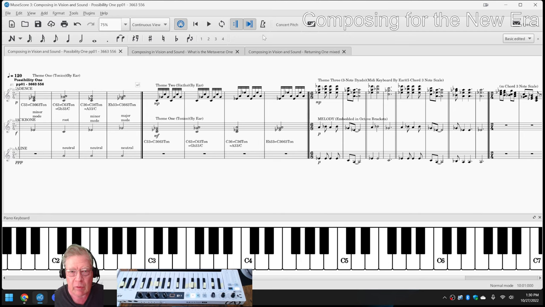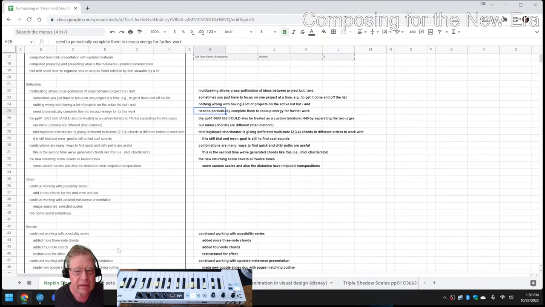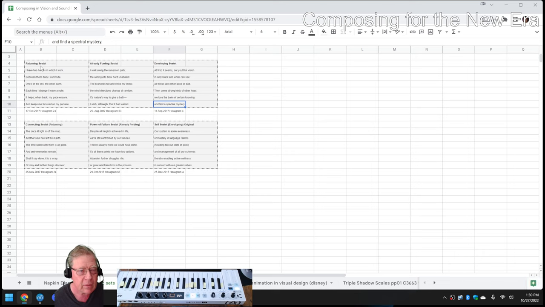Now, what we're really trying to work on is something called the returning series. And the returning series is based on a sestet we wrote a while back. It's really the idea of multitasking, working on more than one thing at the same time. When we were in university, we had a job as a research assistant and worked on our courses and our degrees. And we also had a job at another university teaching statistics. Every other day, we would go back and forth from one physical location and one project to the other.